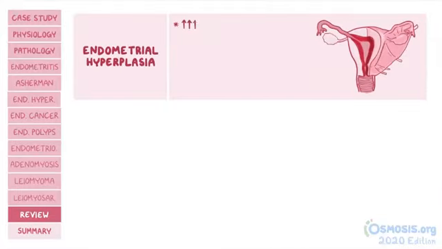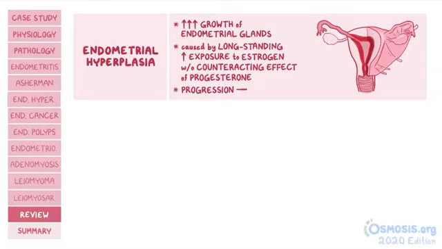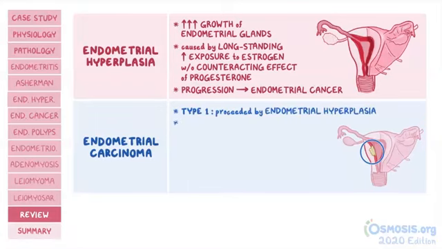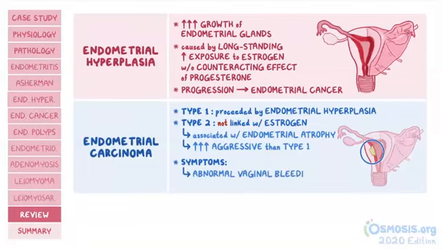Endometrial hyperplasia is the excessive growth of the endometrial glands, most commonly caused by long-standing increased exposure to estrogen without the counteracting effect of progesterone. Endometrial hyperplasia carries a risk of progression into endometrial cancer, depending on the histological findings. Endometrial carcinoma has two types. Type 1 is usually preceded by endometrial hyperplasia. Type 2 isn't linked with estrogen levels, is usually associated with endometrial atrophy, and is more aggressive than type 1. The most common symptom of both endometrial hyperplasia and cancer is abnormal vaginal bleeding after menopause.